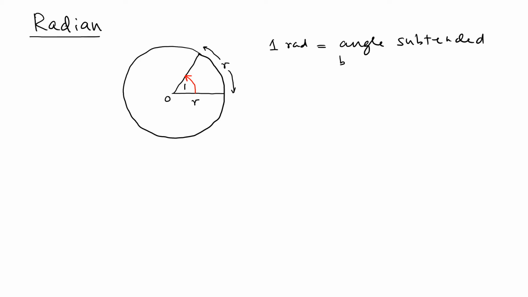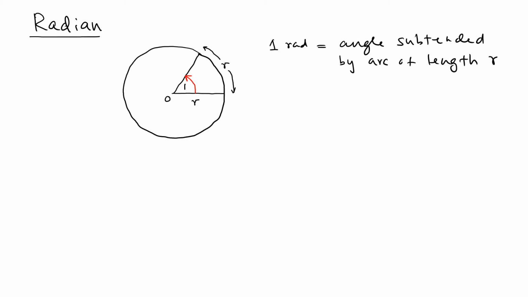angle subtended by an arc of length r, where r is the radius of the circle. This works for any circle. It doesn't matter. You draw a circle and then draw an arc of length r that is equal to the length of the radius. The angle subtended at the center is called 1 radian. So that's how we define it.